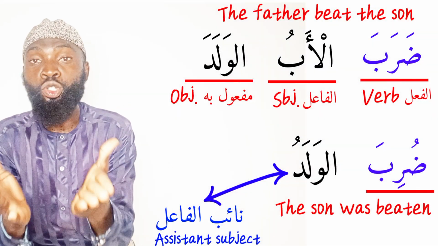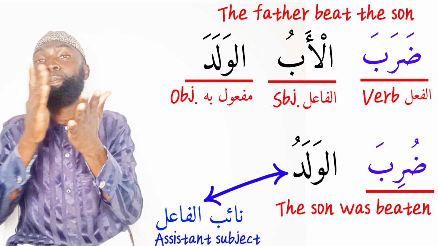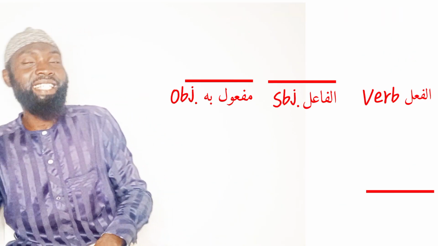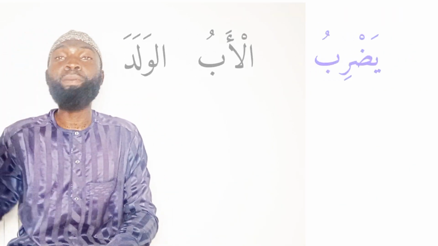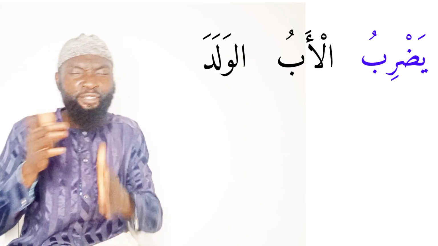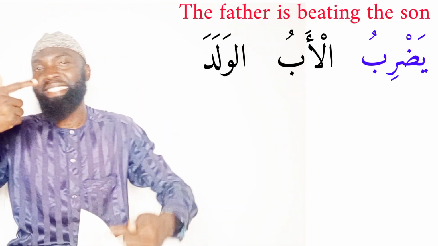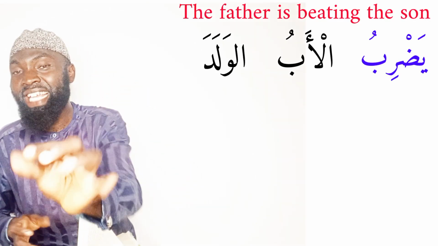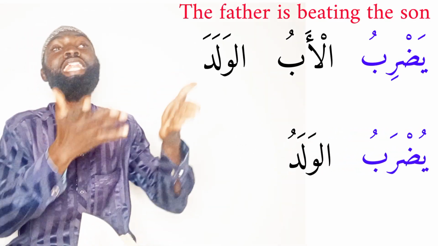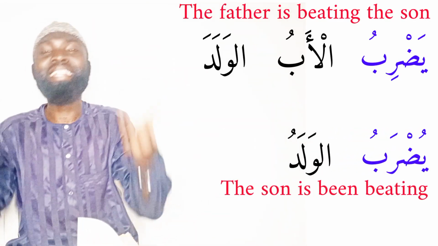Now another example to add to this will be coming in the present form. The same sentence we used, I can say yadribul abul walada. The father is beating the son. Now to put it in the passive voice, I will simply say yudrabul waladu. The boy is being beaten.